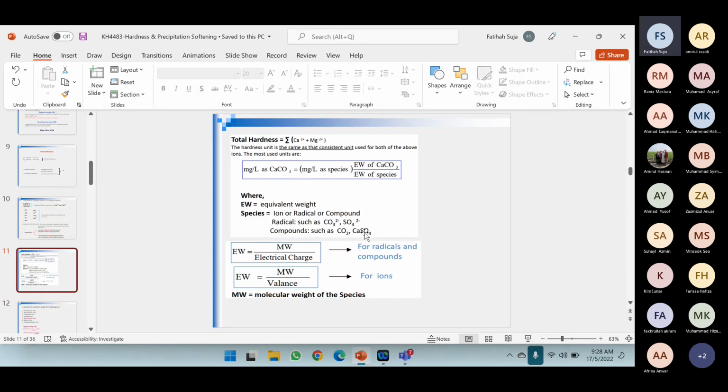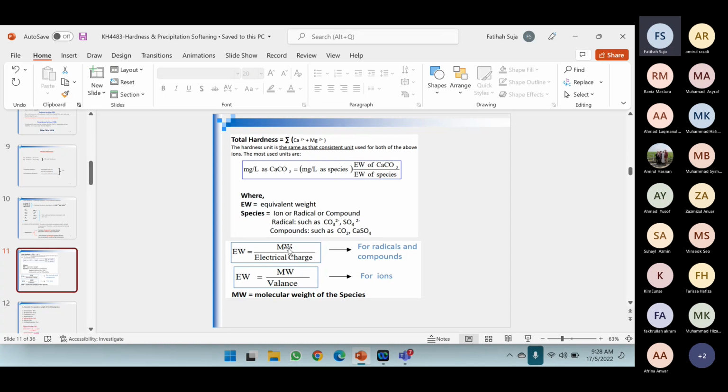So they become a compound because the cation and anion have neutralized the charge, calcium sulfate. So they become calcium sulfate. So Ca2 plus, SO4 2 minus. So the electrical charge for this compound is 2.